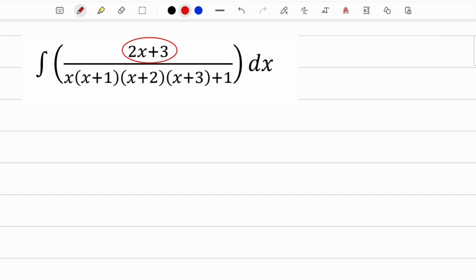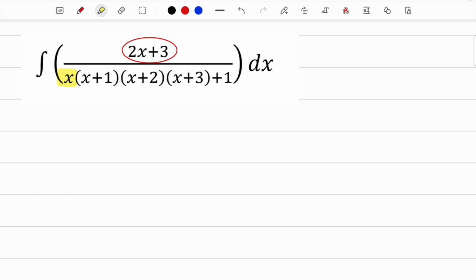So what is the integration of 2x plus 3? x square plus 3x. Yes or no? So what I'm going to do is try to make the denominator in terms of x square plus 3x. So कैसे करेंगे देखते हैं.